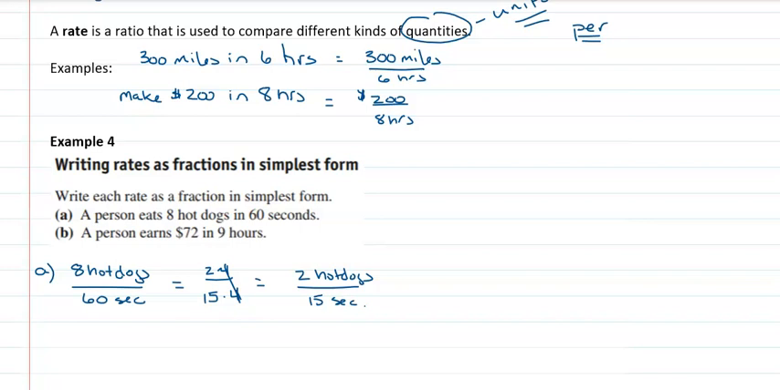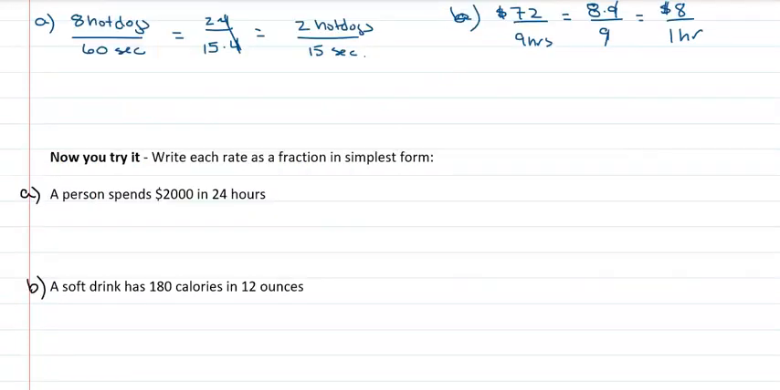All right, I'm going to do the other one over here so we have a little space. So B is a person earns $72 in 9 hours. So we've got $72 per 9 hours. So 72 is just 8 times 9 over 9. So the 9's divide out, and we get $8 per 1 hour. Okay, so $8 per hour. Now you try these next two. They're really similar to the ones I just did, and then come back and take a look at the answers.